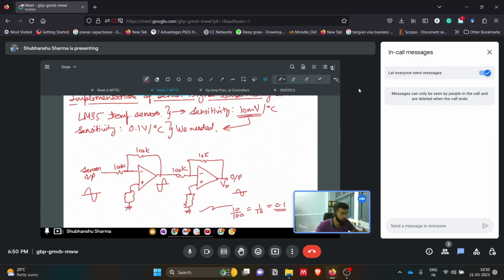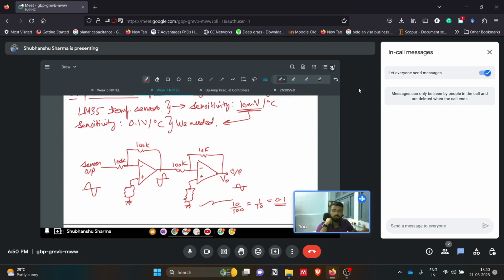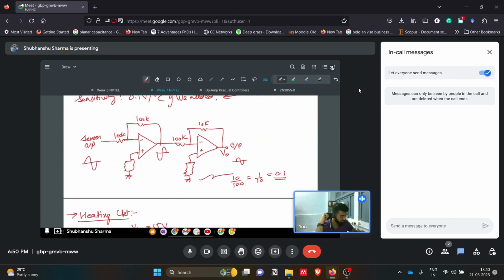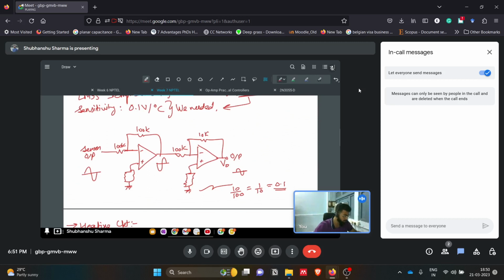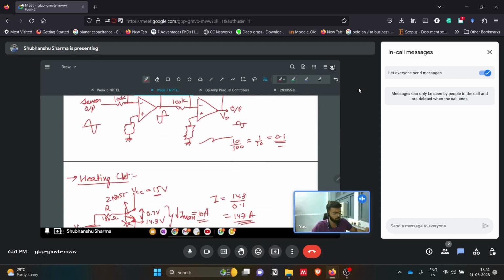But here we wanted to magnify the signal from the temperature. That's why we use 0.1 volt instead of 10 millivolt per degree Celsius. For that we use two inverting amplifiers. You can use a non-inverting amplifier circuit also, having the same gain as this two inverting amplifier system, the op-amps. And then we got a final gain factor of plus 10.